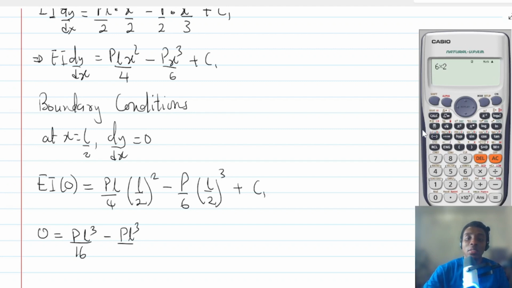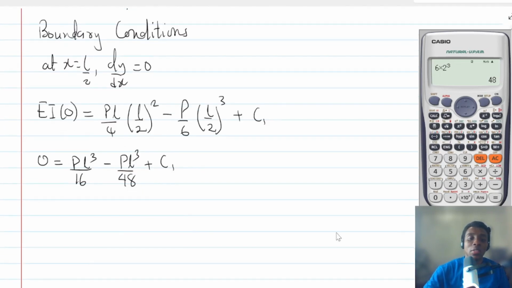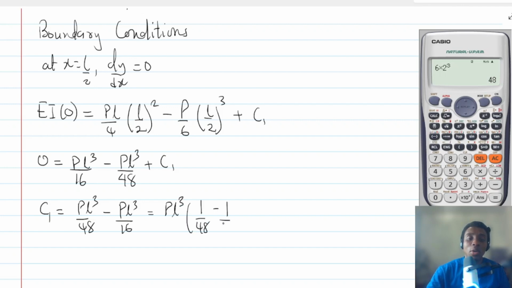So that gives us 48, plus C1. From here, we can say that C1 will be PL cubed over 48 minus PL cubed over 16. Because they share PL cubed, let's factorize it out: 1 over 48 minus 1 over 16. And what is that? Minus 1 over 24. So C1 is going to be PL cubed divided by 24. Okay, so that is the value of C1.